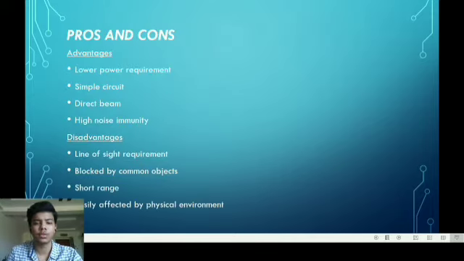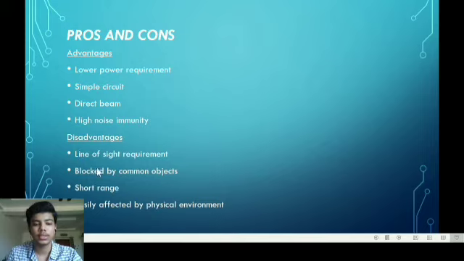Coming to the pros and cons. Every sensor has certain disadvantages and advantages. Advantages: lower power requirement. It requires a low power simple circuit. As you have seen, it's a very simple circuit, only comprising an IC and some resistors, an LED and a photodiode, and it's a direct beam, no dispersion happens while emitting. High noise immunity. It has high noise immunity.